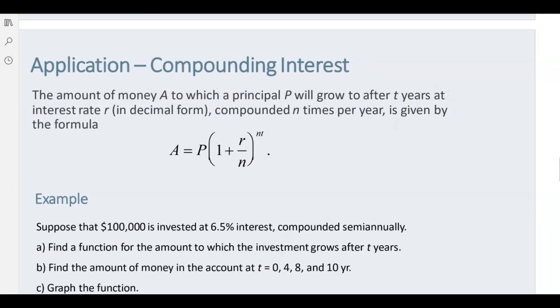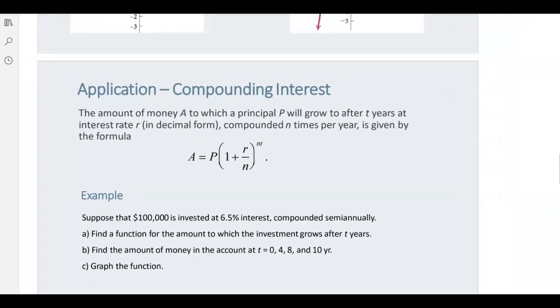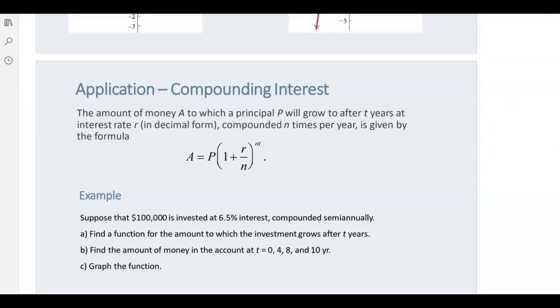Here, the most common application is compounding of interest. This is the formula that we use for compounding interest, where A is the amount that we end up with, the final amount. P is the principal, which is the amount invested. R is the interest rate, and the interest rate is always in a decimal number.